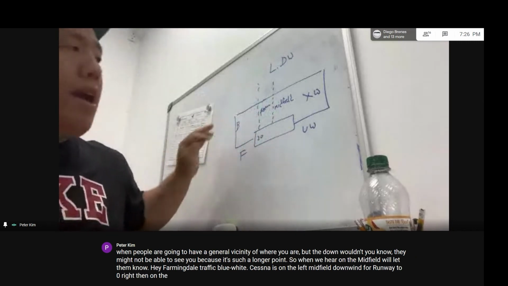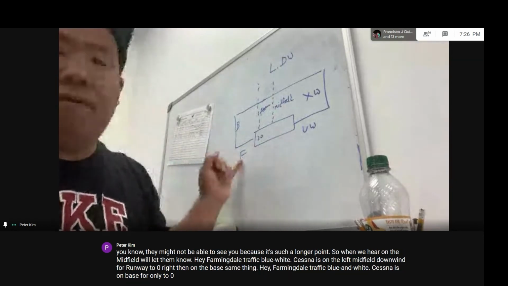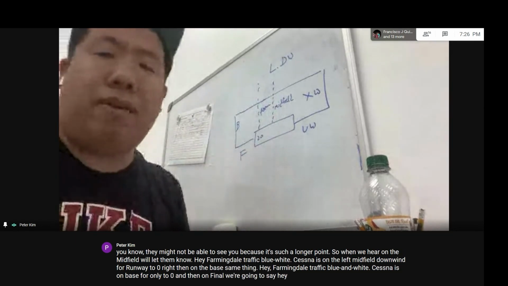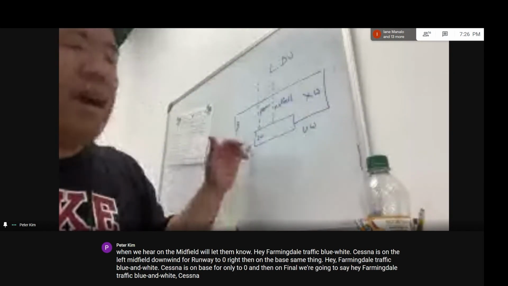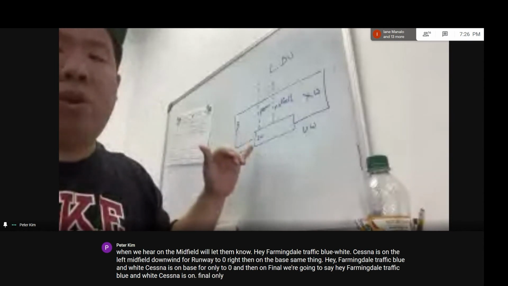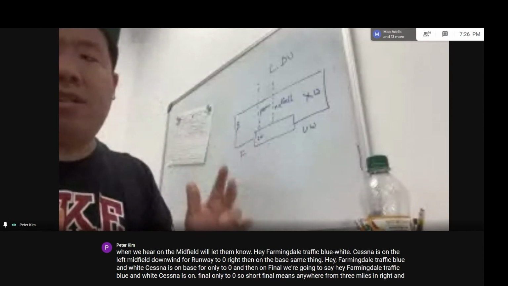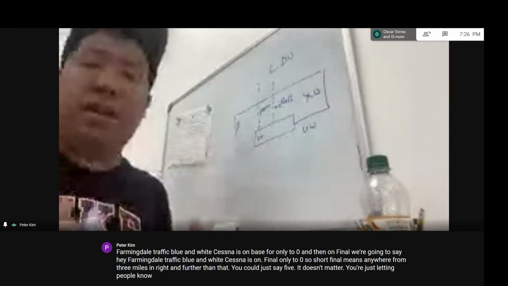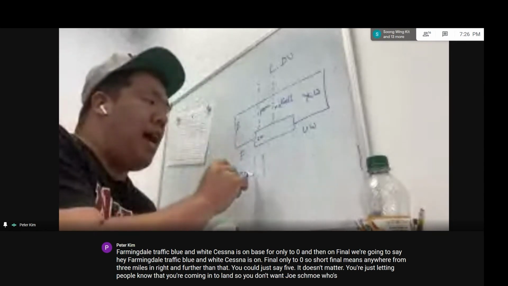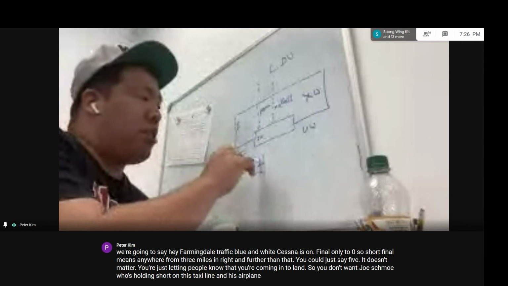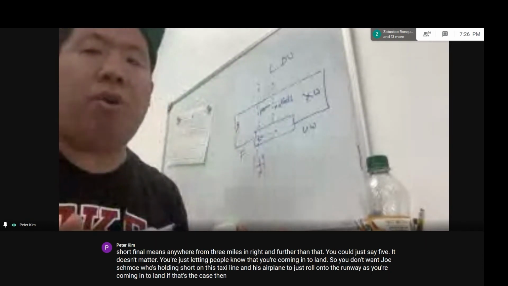Then on the base, same thing. Hey, Farmingdale traffic, blue and white Cessna is on base for runway 20. And then on final, we're going to say, hey, Farmingdale traffic, blue and white Cessna is on short final for runway 20. Short final means anywhere from 3 miles in, and further than that, you could just say final. It doesn't matter. You're just letting people know that you're coming in to land. You don't want someone on the taxi line in their airplane to just roll onto the runway as you're coming in to land. If that's the case, then you're going to have to go around, right?